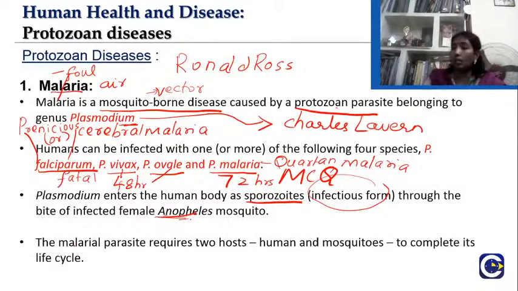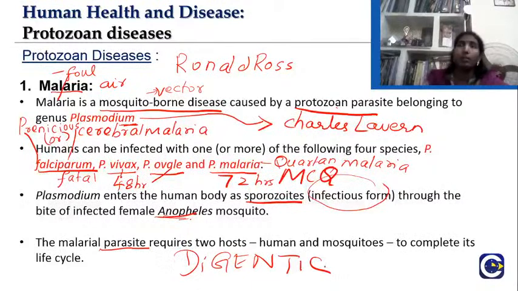Now when you look into the life cycle of this malarial parasite, it is actually digenetic. This word is very, very important. What do you mean by digenetic? That means they have two hosts to complete their life cycle. What are the two hosts? One is the human, another one is the mosquito. That is why malaria has a digenetic life cycle, or the Plasmodium itself is a digenetic parasite.